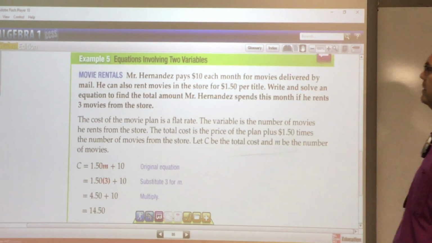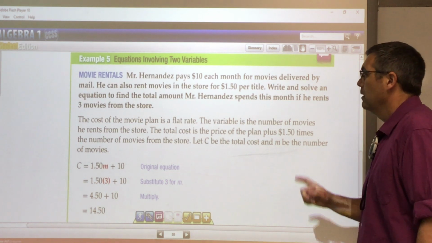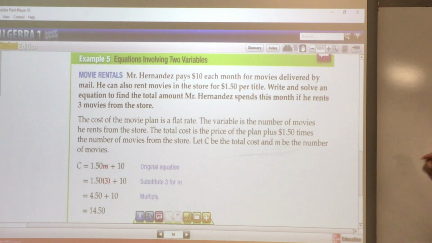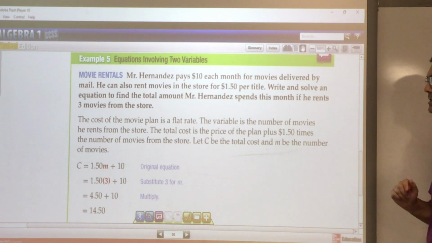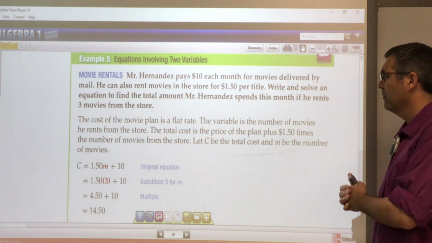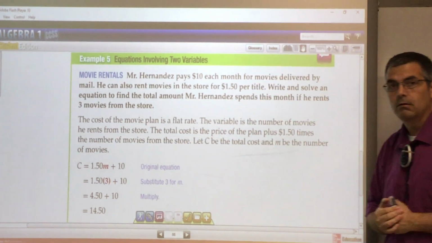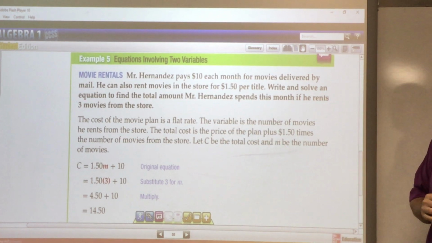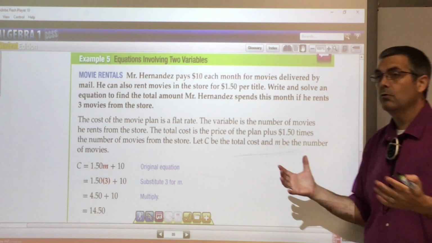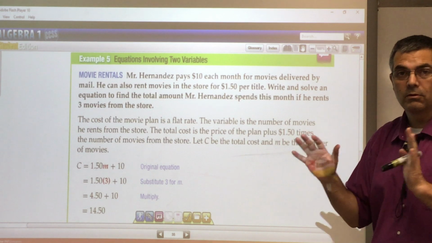All right. Mr. Hernandez pays $10 each month for movies delivered by mail. He can also rent movies in the store for $1.50 per title. Write and solve an equation to find the total amount Mr. Hernandez spends this month if he rents 3 movies from the store. Well, he pays $10 each month for movie delivery by mail. Okay, so the cost of the movie plan is a flat rate. That's the $10. All right. The variable is the number of movies he rents from the store. So the thing that you don't know is how many movies does he rent from the store.